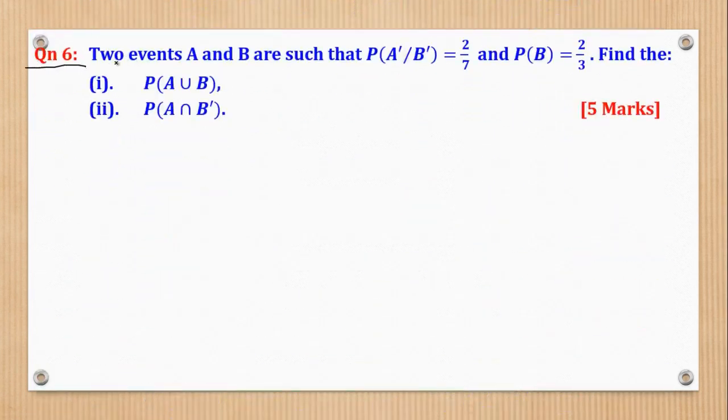Then question 6. Two events A and B are such that the probability of A complement given B complement has occurred is 2/7 and the probability of B is 2/3. Find the probability of A union B and the probability of A intersection B complement.